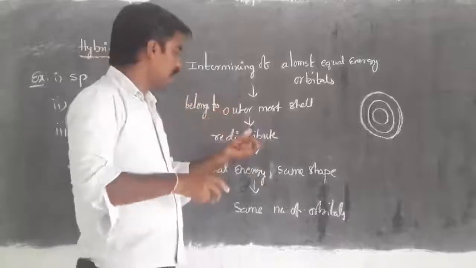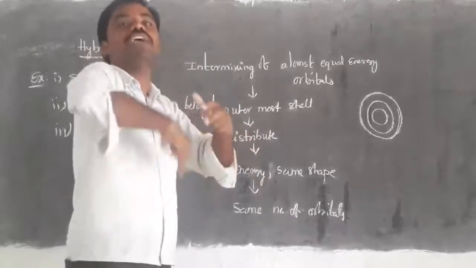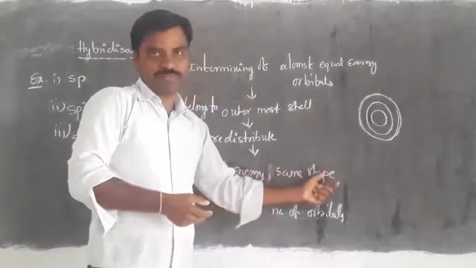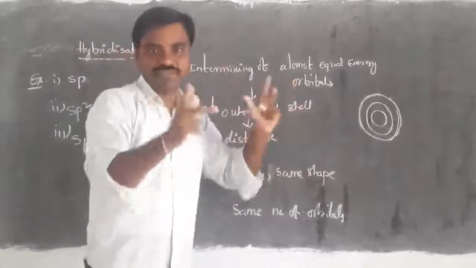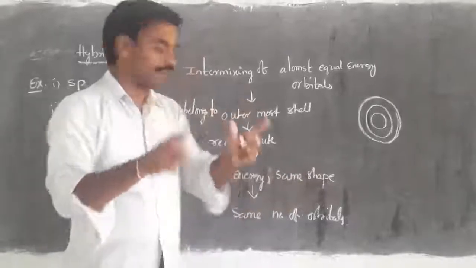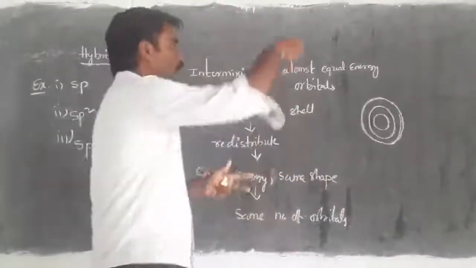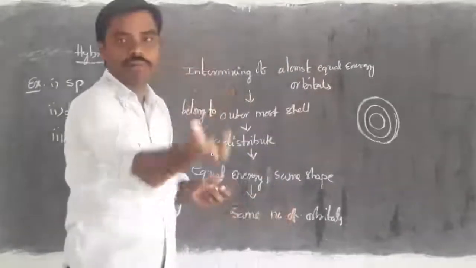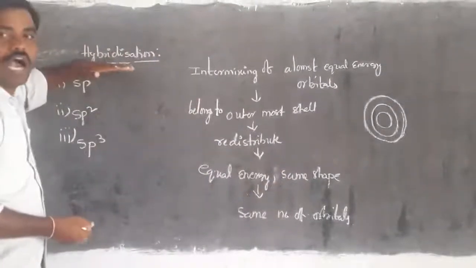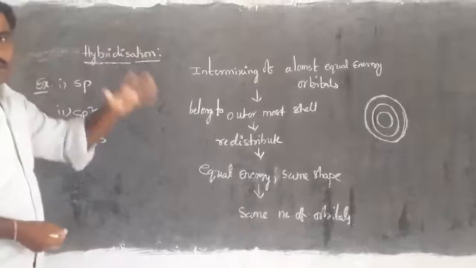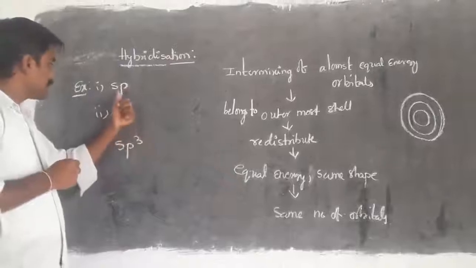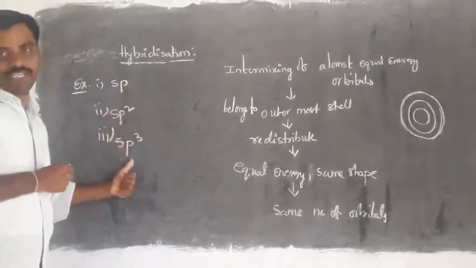Again, producing what? Equal energy and the same shape. Before, the orbitals' energy and shape are different, but after redistribution the energy is equal and the shape is also the same, with the same number of orbitals involved. The same number of orbitals can be redistributed. This phenomenon we call hybridization. Especially in carbon compounds, up to the 10th class level, we have only three types: sp, sp2, sp3 hybridizations.